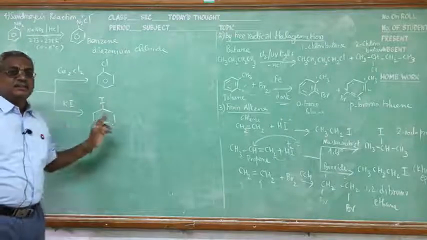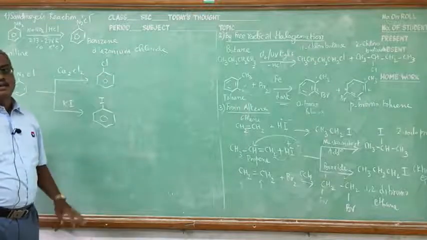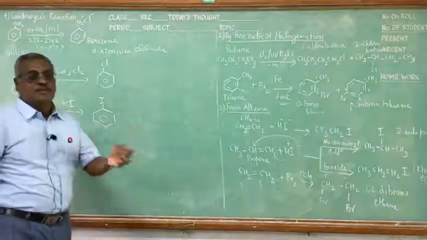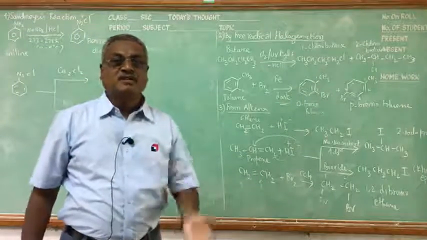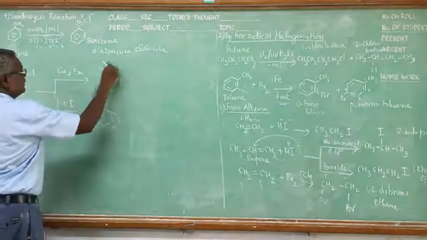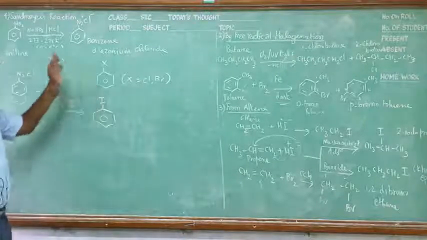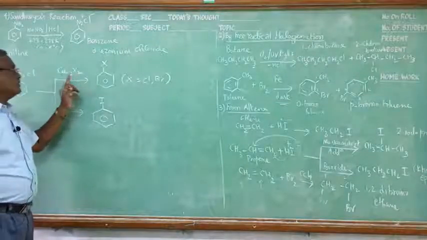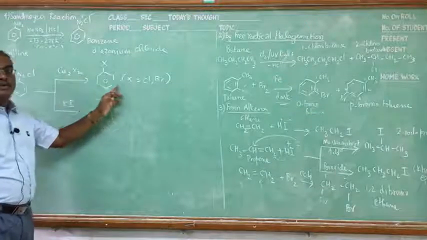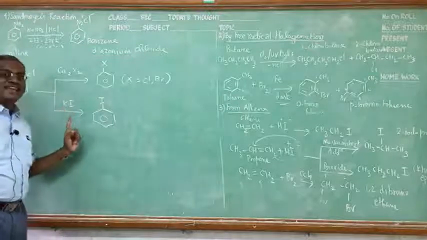What is haloarene? The benzene ring having a halogen. So the name reaction is Sandmeyer reaction. When aniline is treated with sodium nitrite and HCl, benzene diazonium chloride is obtained first, which is then treated with copper halide. Here X will be chloride or bromide. If you put Cu2Cl2, we will get chlorobenzene. If you put Cu2Br2, we will get bromobenzene. Iodobenzene can be prepared if you put KI.